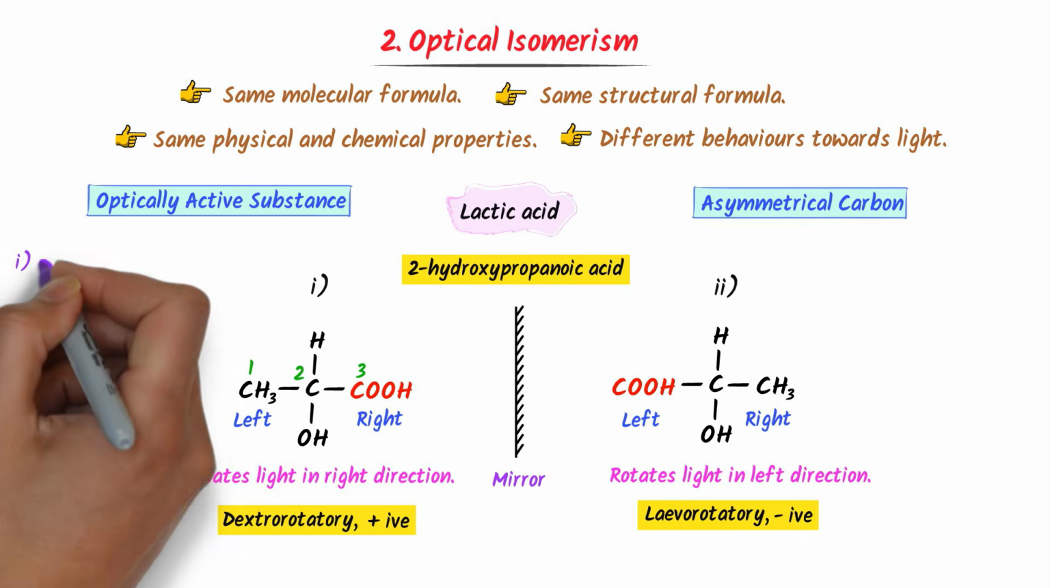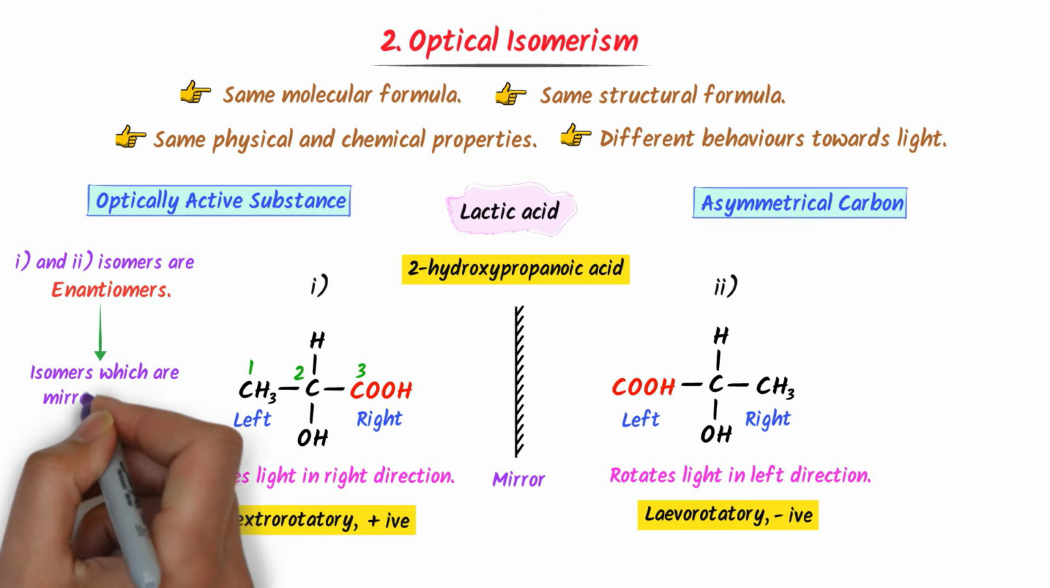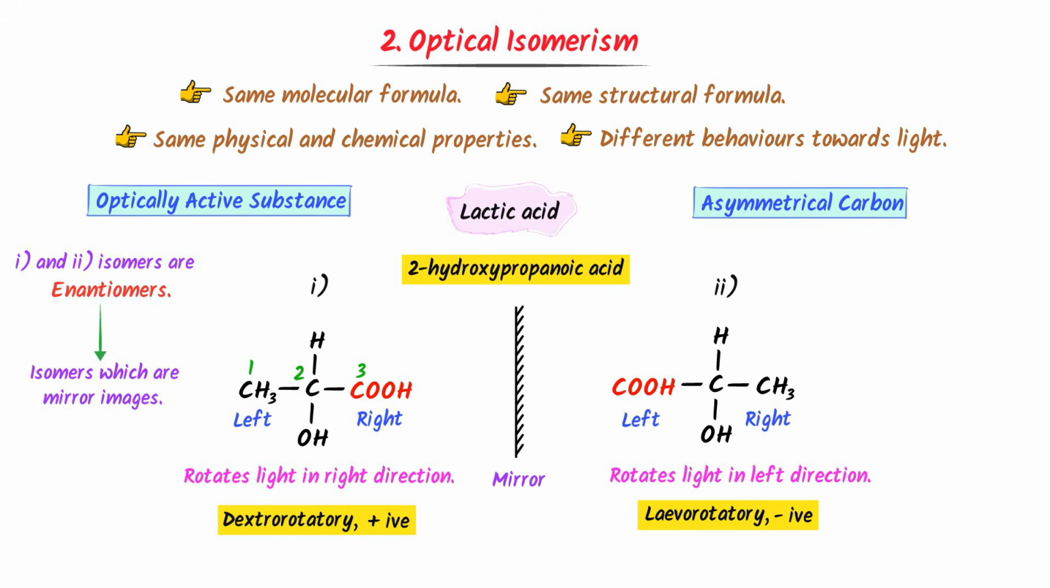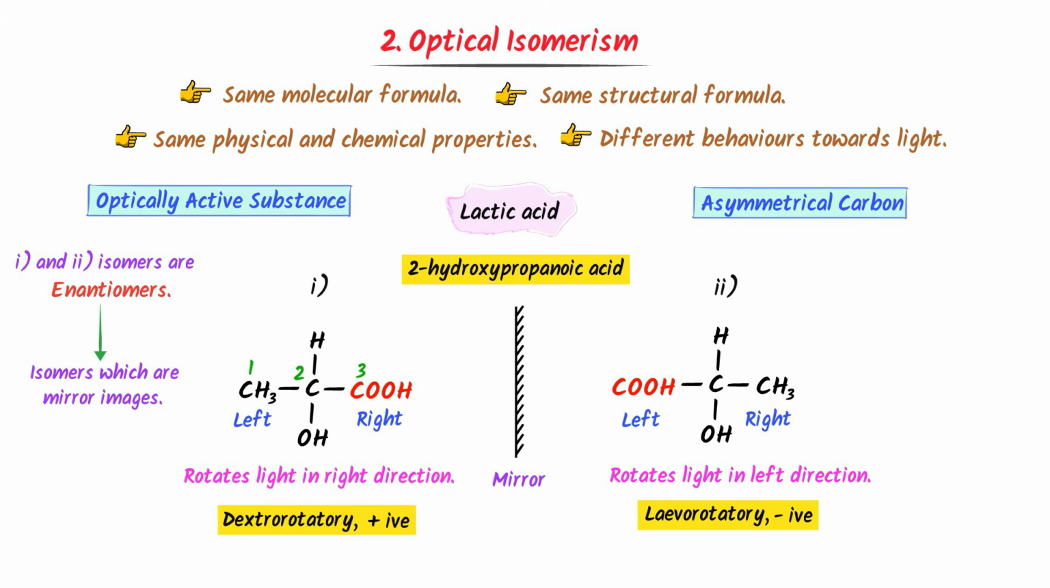The first and second isomers are called enantiomers. Enantiomers are those isomers which are mirror images of each other. Let me repeat it. Enantiomers are those isomers which are mirror images of each other. Thus remember that the first and the second isomers are called enantiomers because they both are mirror images of each other. So these are the two optical isomers of lactic acid.